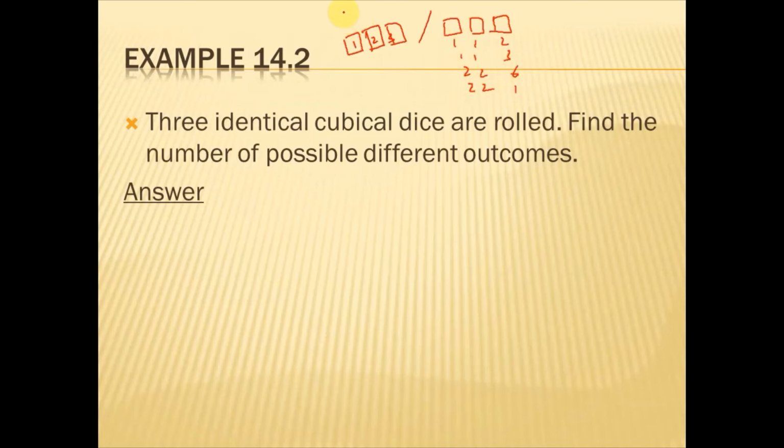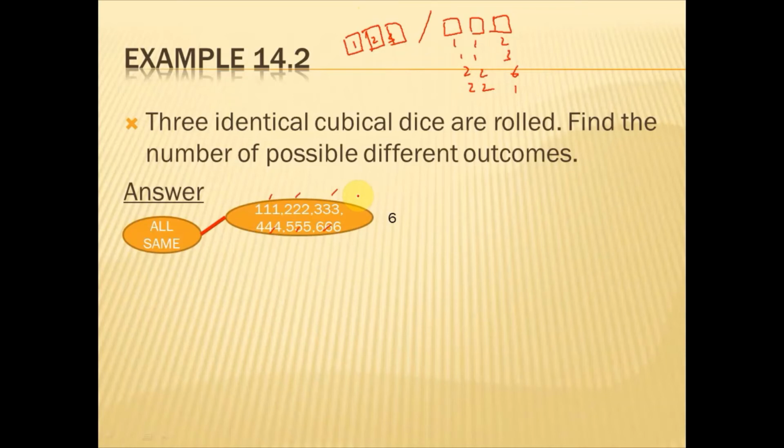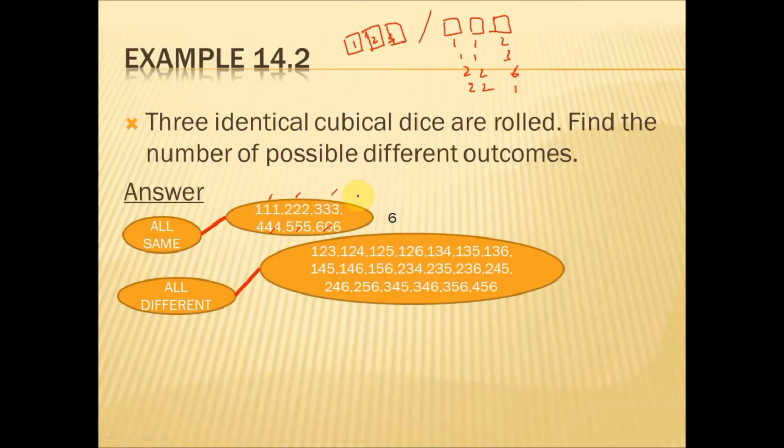So we have to look at all these different outcomes. For all same, 1, 1, 1, 2, 2, 2, 3, 3, 3, 4, 4, 4, 5, 5, 5 or 6, 6, 6, there are 6 outcomes. Then another possible outcome is all different: 1, 2, 3, 1, 2, 4, 1, 2, 5, 1, 2, 6, 1, 3, 4 and so on. If you count all of them, you will get 20 outcomes in which they are all different.